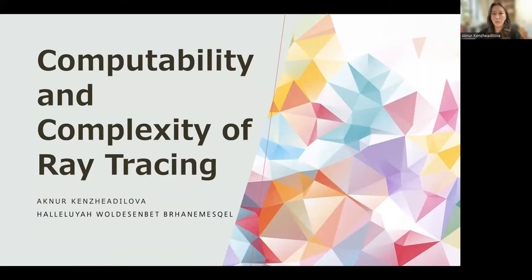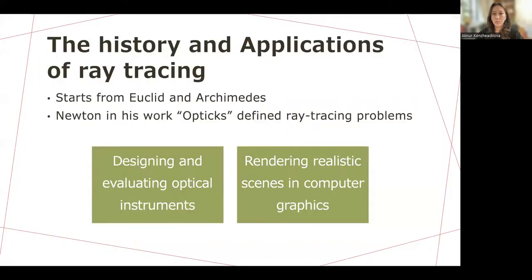Today we're going to talk about the complexity and the computability of ray tracing. And in the next lecture, hopefully, we're going to continue this class. So let's start with the history of ray tracing and its applications.